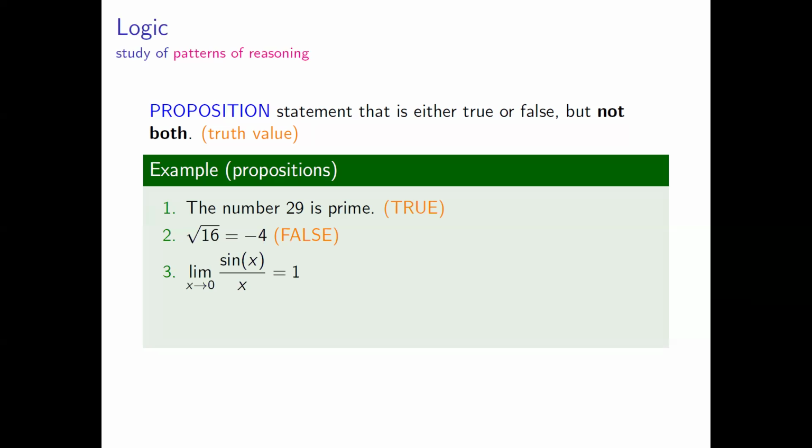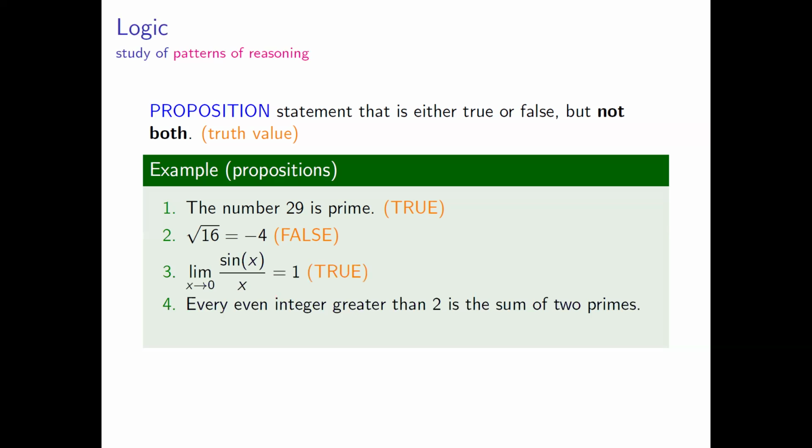This is the mathematical statement, "The limit of sine x over x, as x approaches 0, is equal to 1." This is either true or false, but not both. So this is a proposition. We know from calculus that this statement is true. The sentence, "Every even integer greater than 2 is the sum of two primes," is either true or false, but not both. So this is a proposition. Its truth value, as of the time of recording of this video, is unknown.